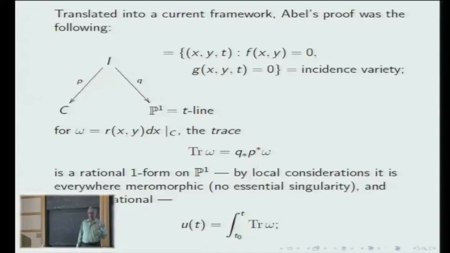If you do it by local considerations, it's single valued just by construction. So you need to show it's meromorphic. To show something is meromorphic means it doesn't have an essential singularity, and that's just by local considerations. Nothing in the integral can make things grow exponentially.